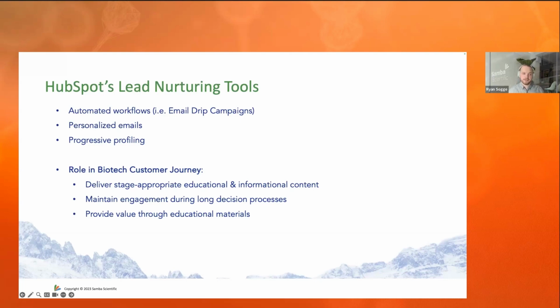And the role here in biotech is making sure that the content that you deliver to your leads is stage appropriate and that it's both educational and informational and relevant to their interests. This helps you maintain engagement during those long processes and make sure that the value that you're giving them matters and stands out through those educational materials and that content. The key here, especially with those automated drip workflows, is to meet those people at the right times in their process and their journeys with the right material.